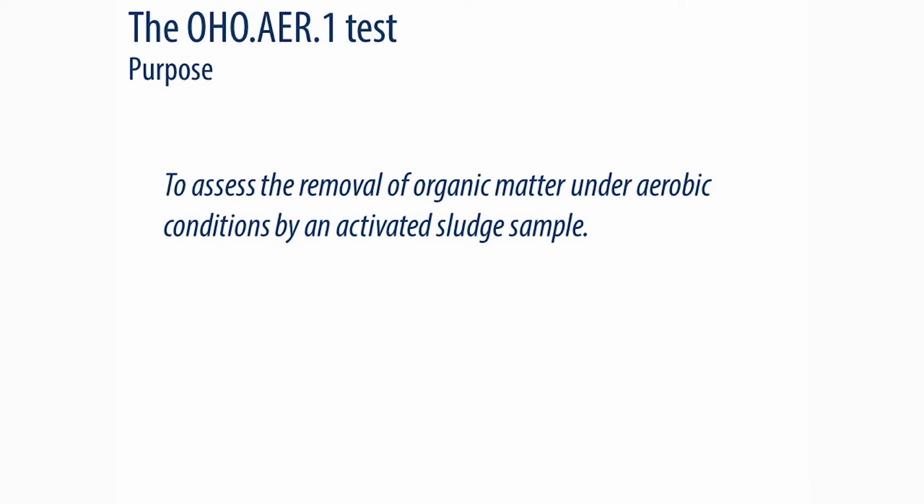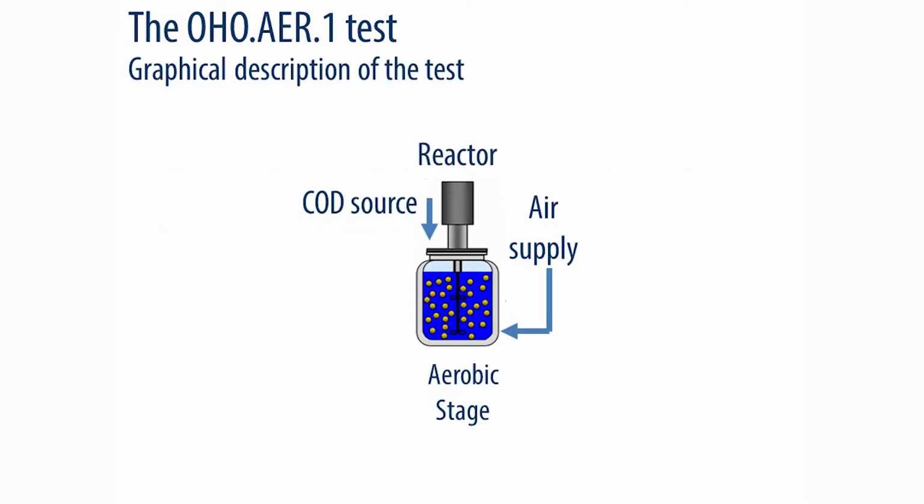The purpose of this video lecture is to show the basic principles for executing a batch activity test for determining the aerobic removal of organic matter. For this purpose, a batch reactor is used. In particular, it is equipped with an air supply line to create the required aerobic conditions through the sparging of air.